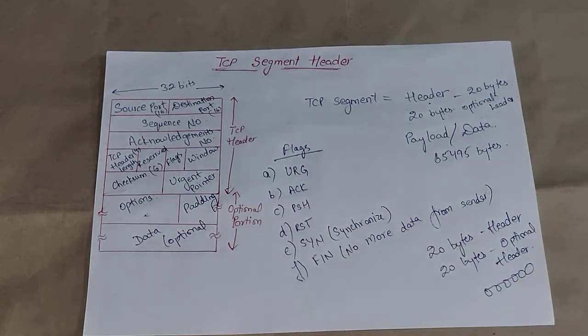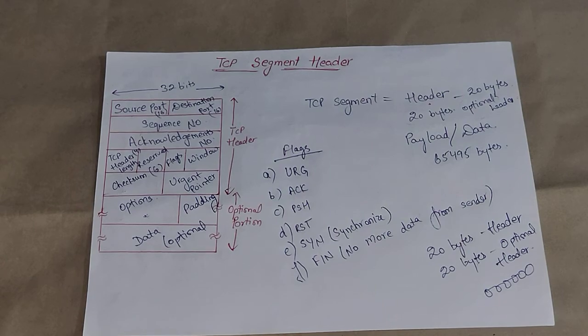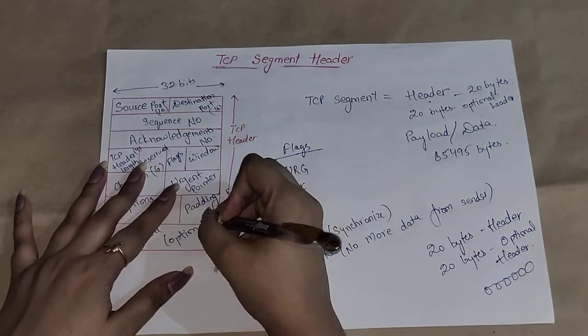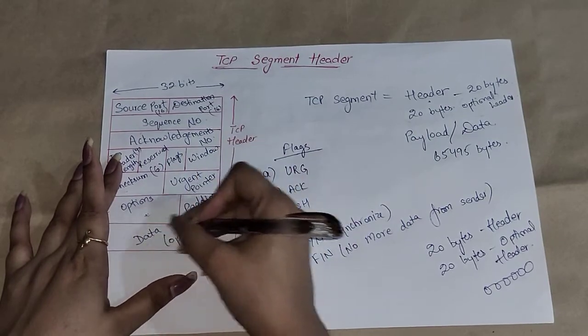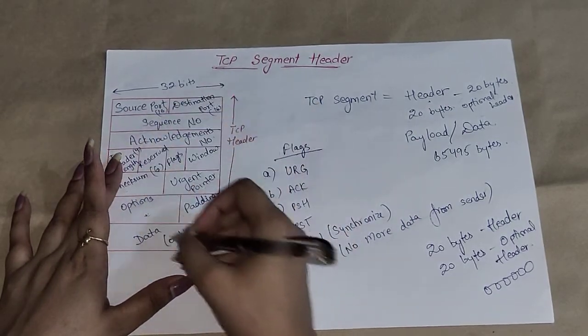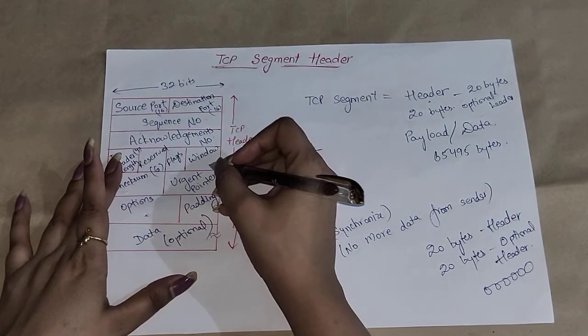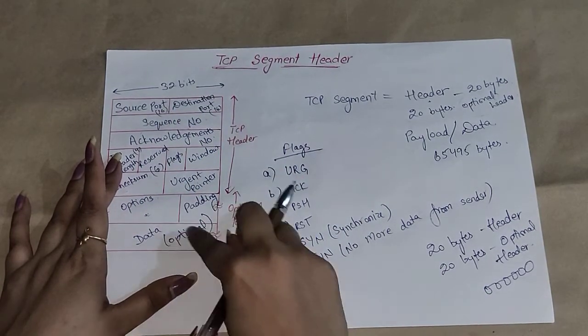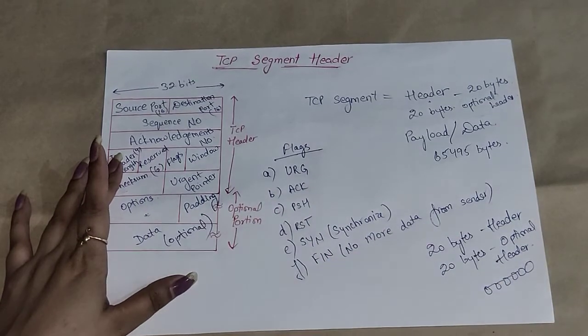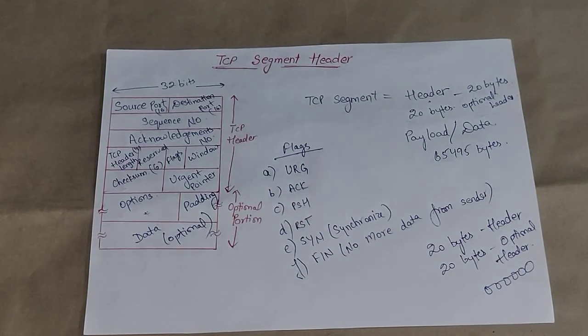Now next is data, and the size of data is 65495 bytes, and this data is optional. Why is this optional? Because if this is an acknowledgement packet, then this data is 0. If this is a connection request message or this is data, then this field is there. But acknowledgement में ये portion नहीं होगा. This is 0. Okay? That's it.